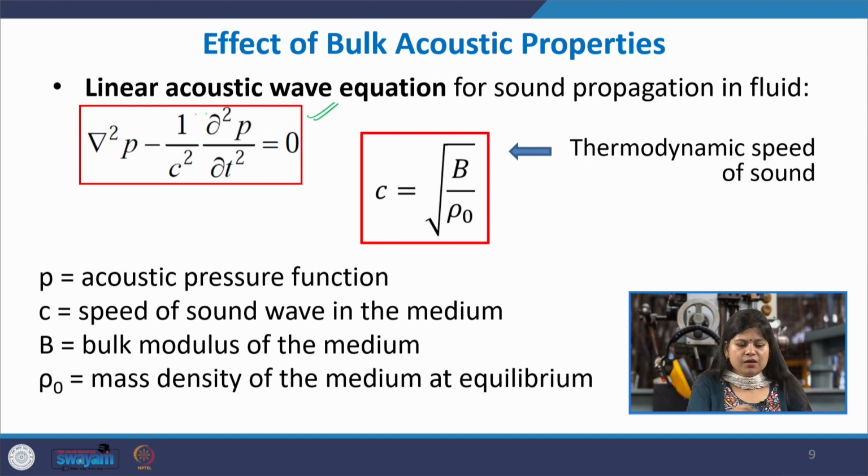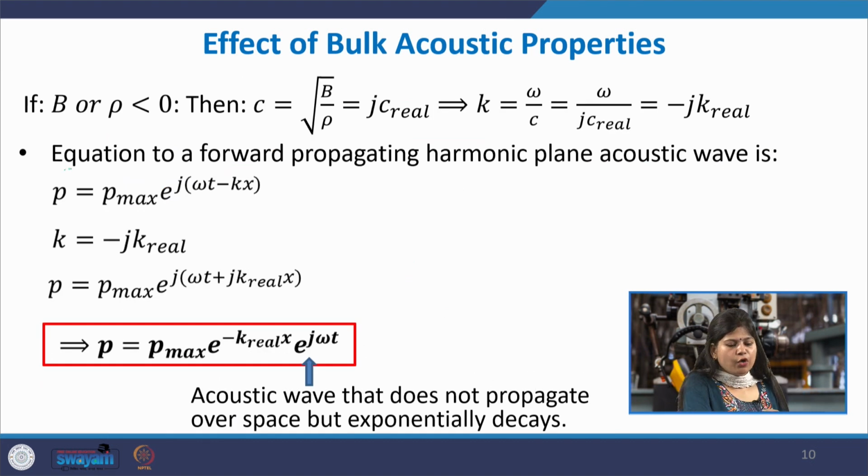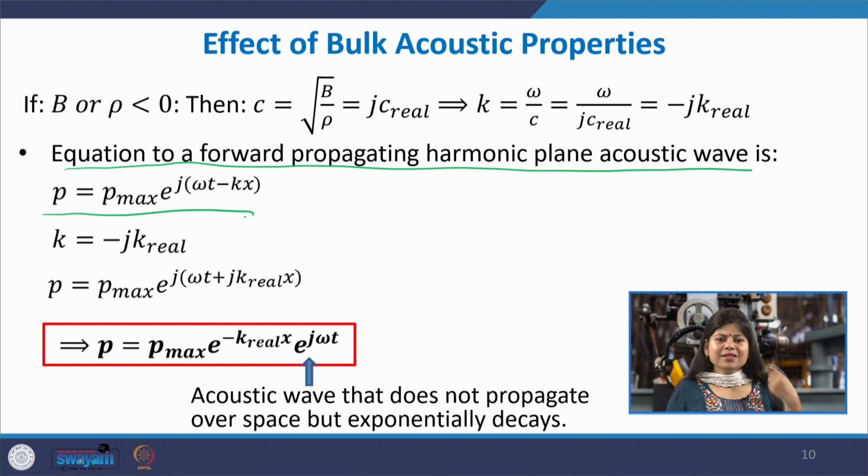This is a linear acoustic wave equation. Okay? For the sound wave propagating in the fluid, this is the thermodynamic speed of sound. P is the acoustic pressure function, c the speed of the sound in the medium, B the bulk modulus and rho the mass density. The various variables are given here. Now, if you solve it, the equation of a forward propagating harmonic plane wave is given by this. All these derivations and discussions we have already done in the acoustic fundamentals module of this lecture series.